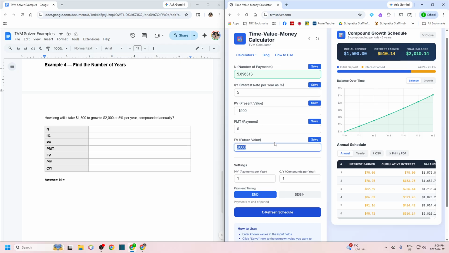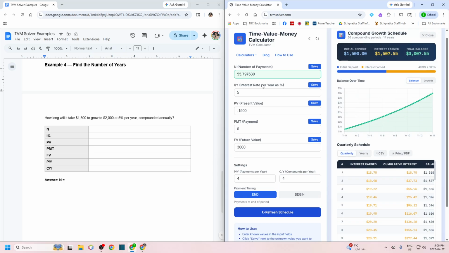So, let's say I did this. Let's change it to 3,000, and we're going to change this to quarterly, for example. We want to figure out N, okay? This 55 in this example, that's not 55 years. This is 55 compound periods, and there are 4 compound periods per year. So you'd have to take this and divide by 4 to figure out the number of years. So just a little FYI for you for these types of questions, okay? And that's basically the TVM solver.